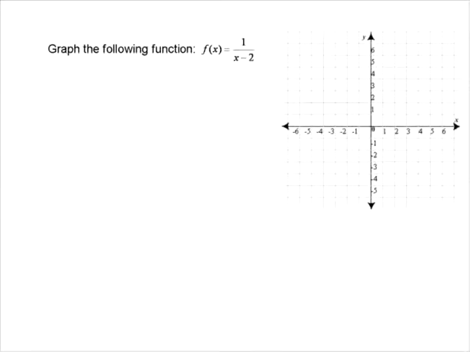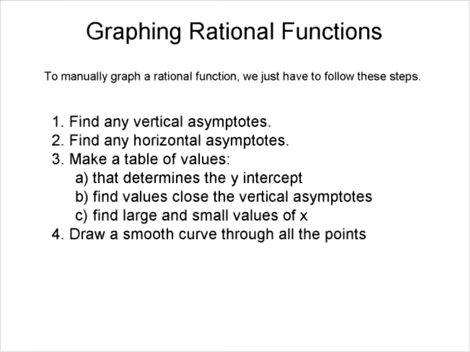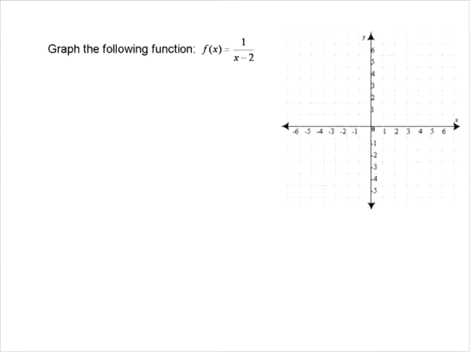Let's look at an example. We'll come back to this. Now, here we have: graph this function. This is a fairly straightforward function. If we look back, the first thing we need to do is find any vertical asymptotes. And remember, the vertical asymptotes are where the denominator is equal to 0. Now in this case, we can probably just look at this one because it's already factored. So we know we have a vertical asymptote at x equals 2. That's where our vertical asymptote is.